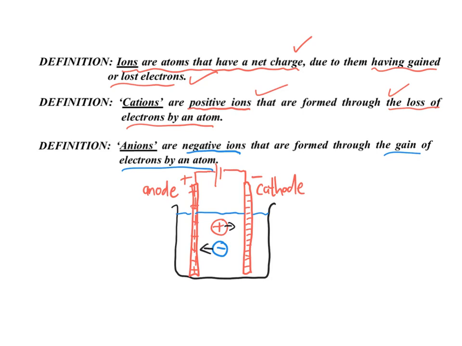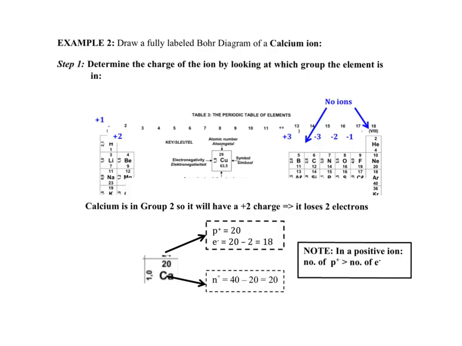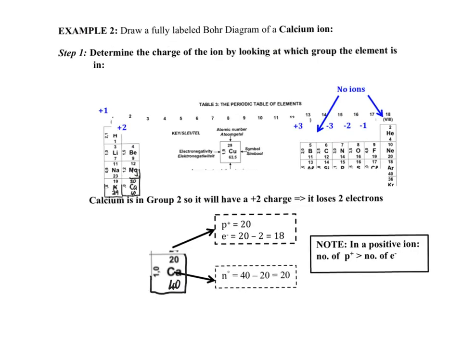All right, and so you'll learn more about this when we do electrolysis later on in the year, but this is explained to you here just so that you understand why we call negative ions anions and positive ions cations. But these three definitions you need to learn for tests and exams. So let's look at the first example. It's the type of question you will get in your test that's coming up in a few weeks' time. So draw a fully labeled Bohr diagram of a calcium ion.